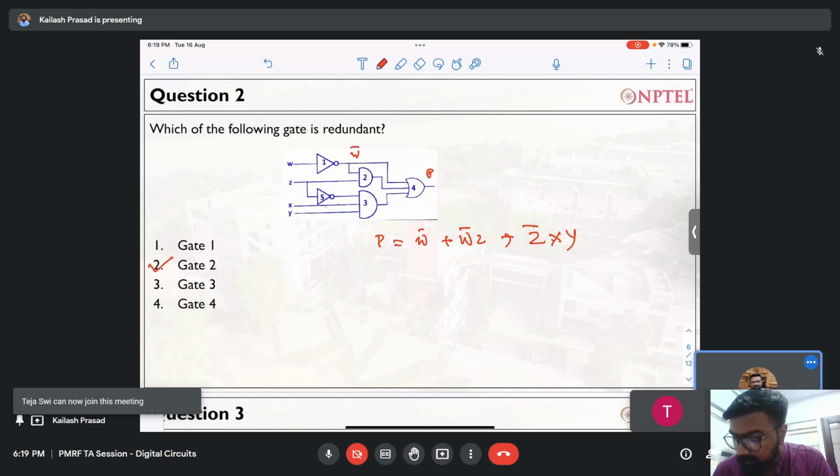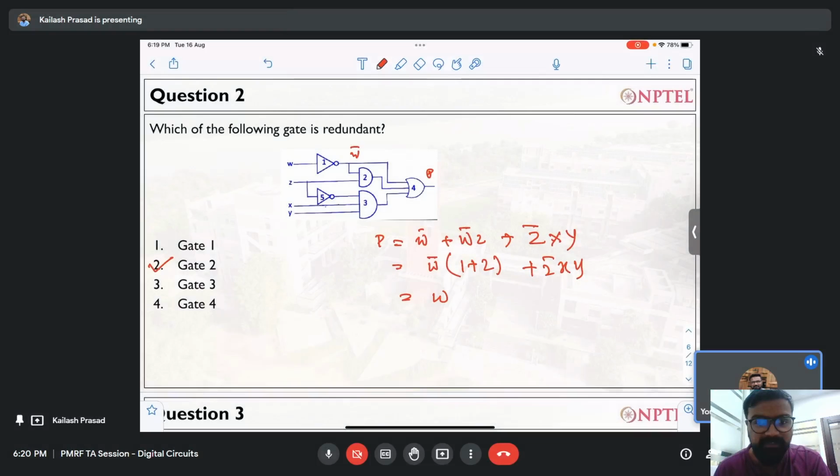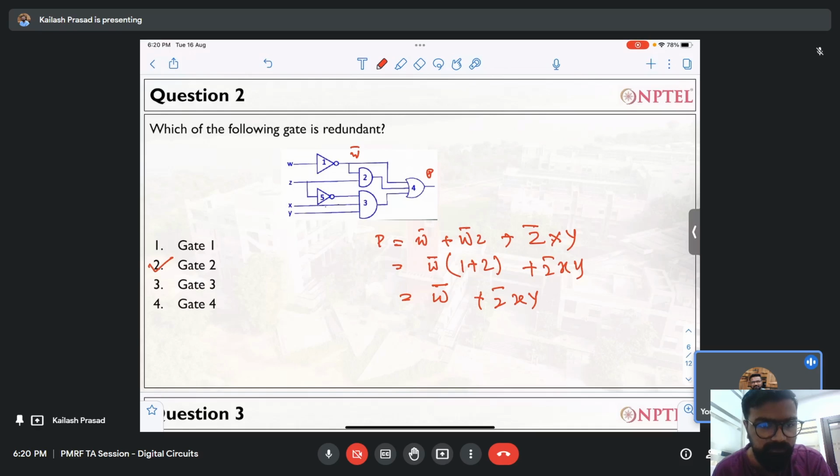Now, if I simplify this expression, I can take W bar common. I can write W bar times (1 plus Z), then plus Z bar X Y, because 1 plus anything is 1. We have already discussed this in the last session and in the class, that you can reduce it to 1. OR with 1 it is 1. So the expression will be W bar plus Z bar X Y. You cannot reduce it further. This is the minimum expression you can get.